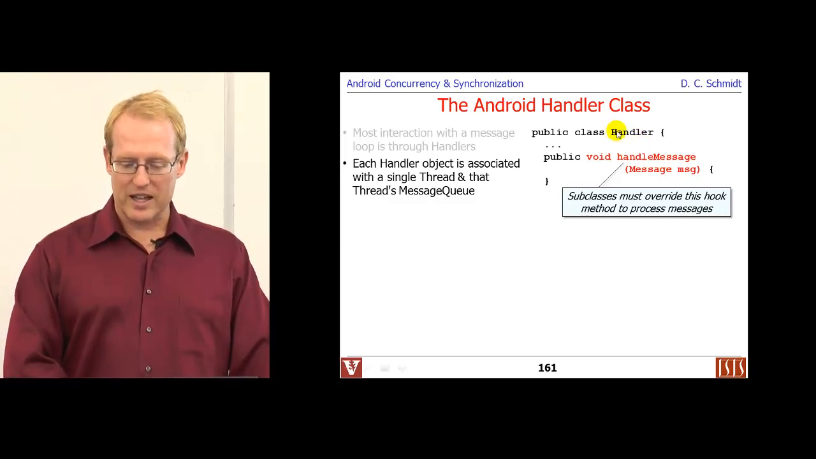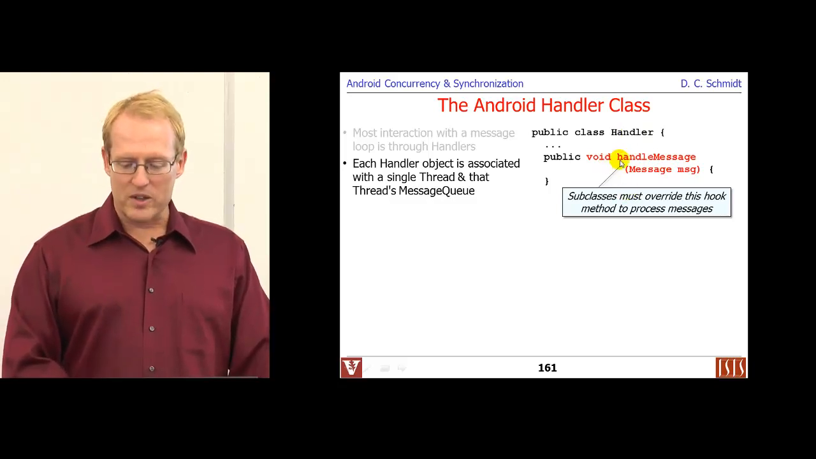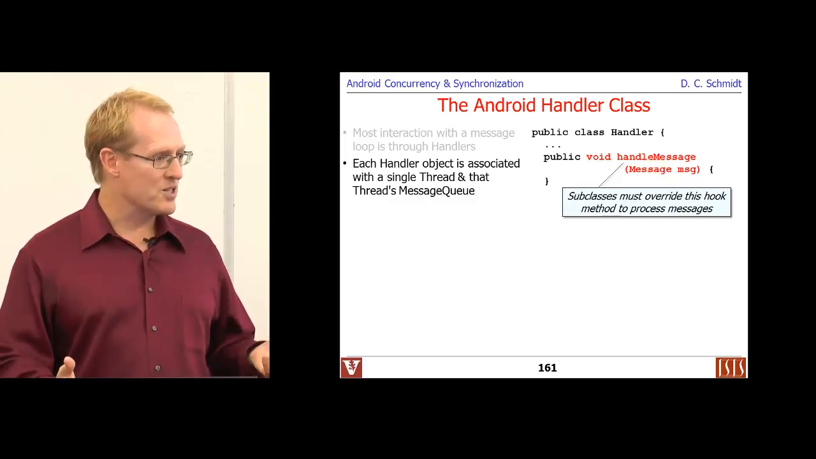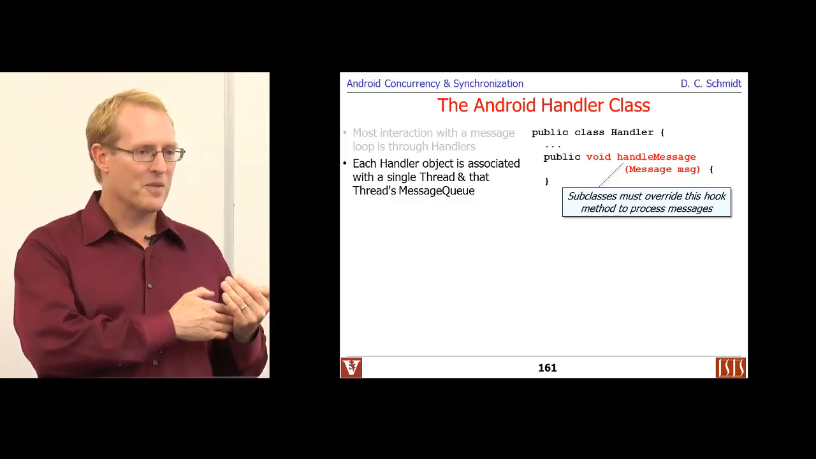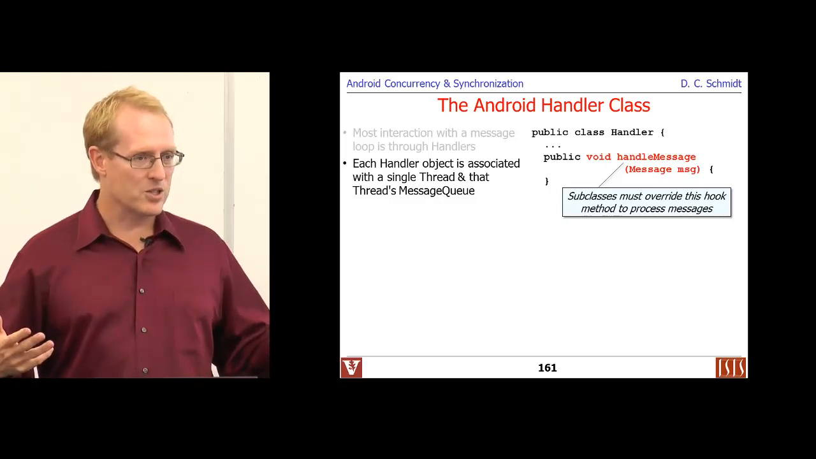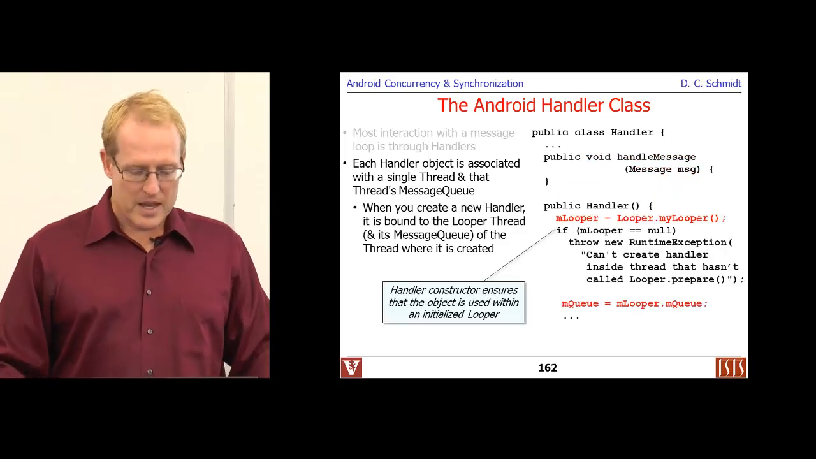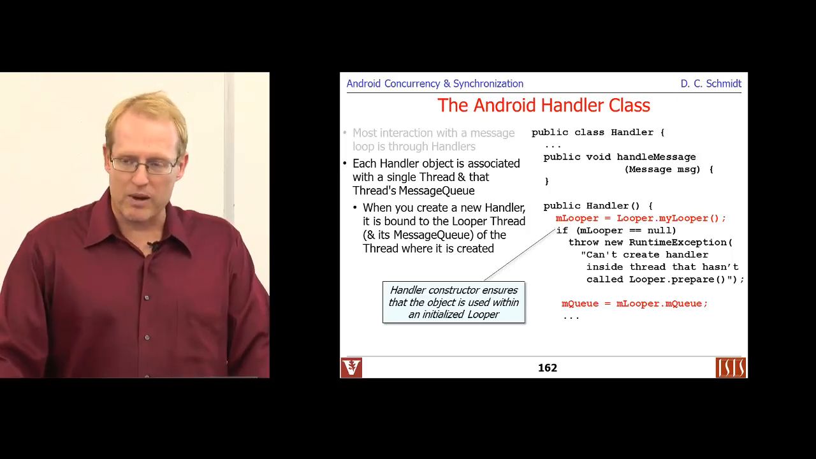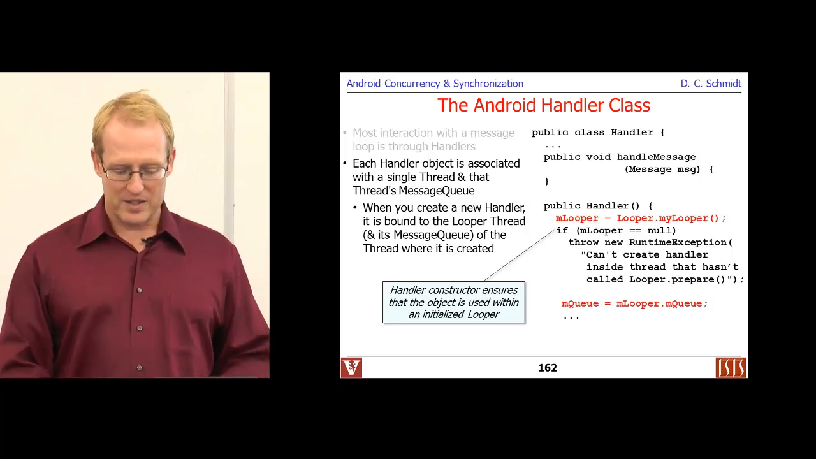So here's the handler class. This is what you get as part of Android. And one of the things you see if you look at the implementation is an abstract method called handle message. If you want to pass messages through a handler to be handled, you have to subclass from handler and fill in the handle message hook method. There are other ways to do it, but that's one way to do it. When you create a new handler, it's bound to the looper thread, and thus the message queue of that looper thread, of the thread where it's created. And this is kind of how it works.